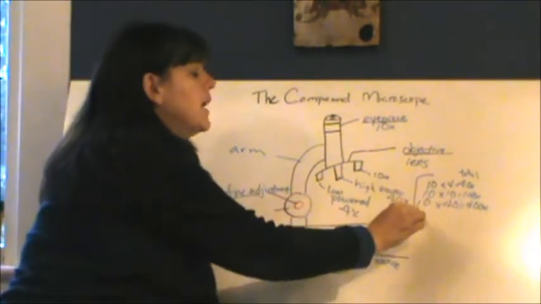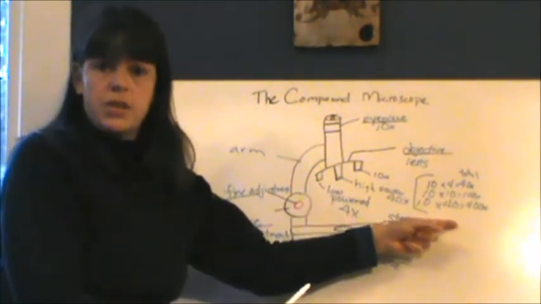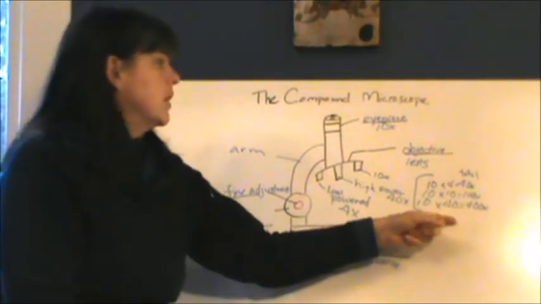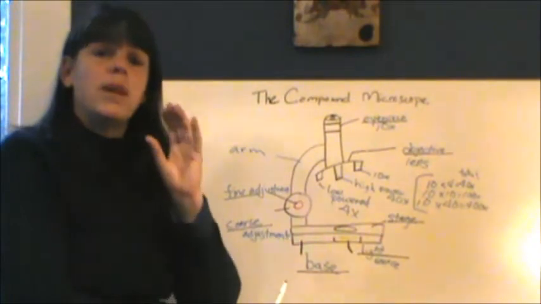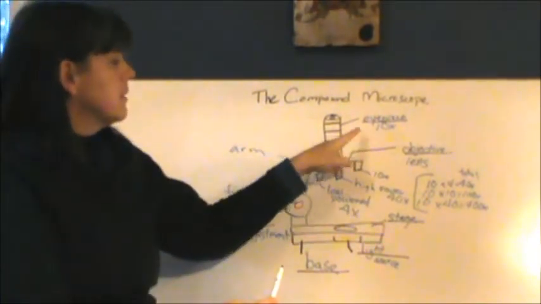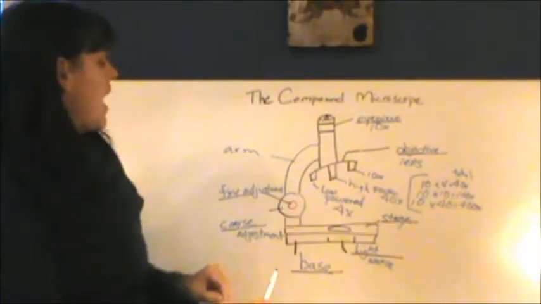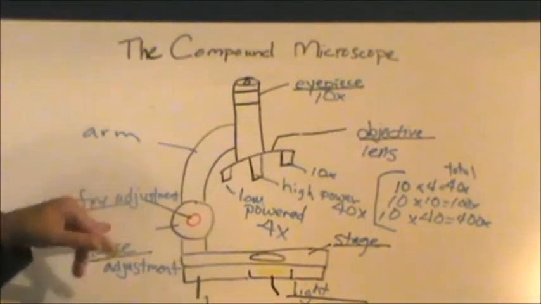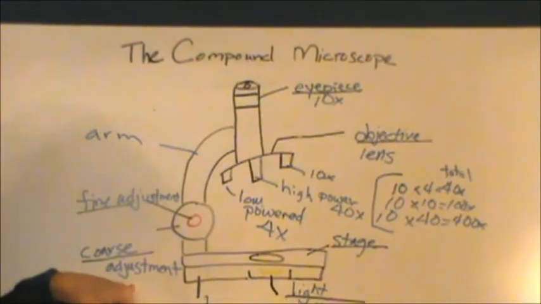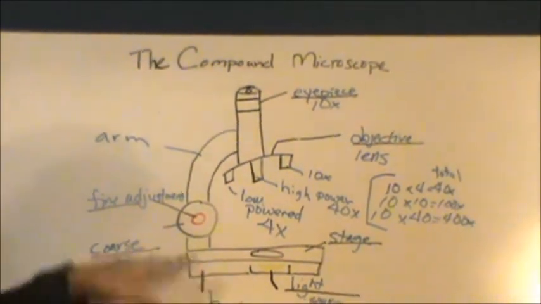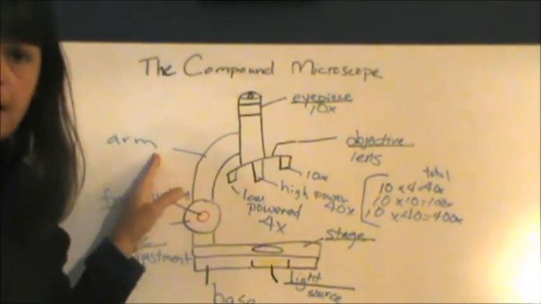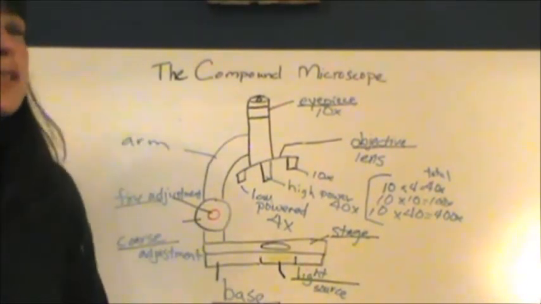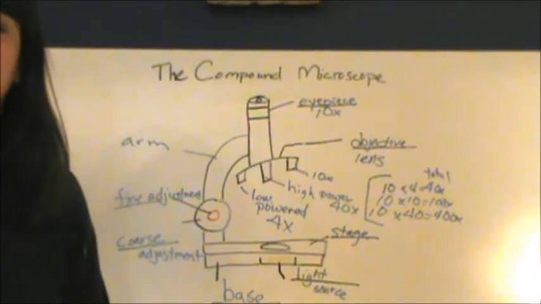Know how to calculate the total magnification. That's important. Be familiar with the vocabulary: eyepiece, objective lens, and the different powers. You also need to know the fine adjustment and the coarse adjustment. Knowing the base and the arm is important for carrying our microscope around the room. So the microscope lab is a really fun one, and I look forward to doing that tomorrow.